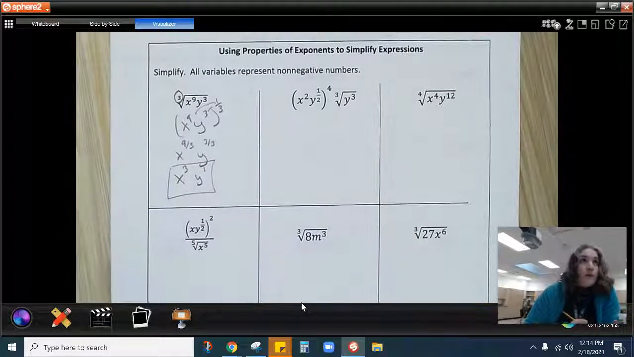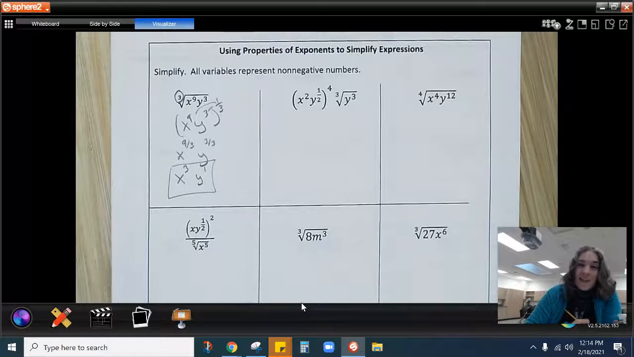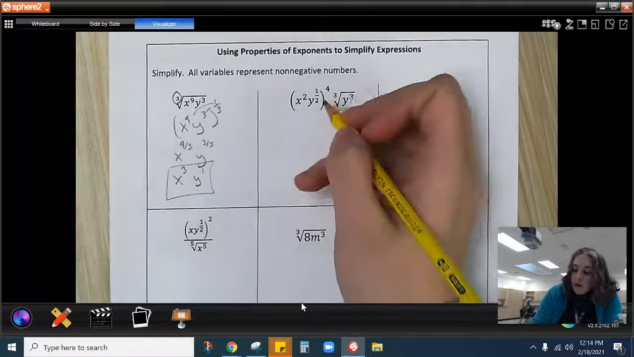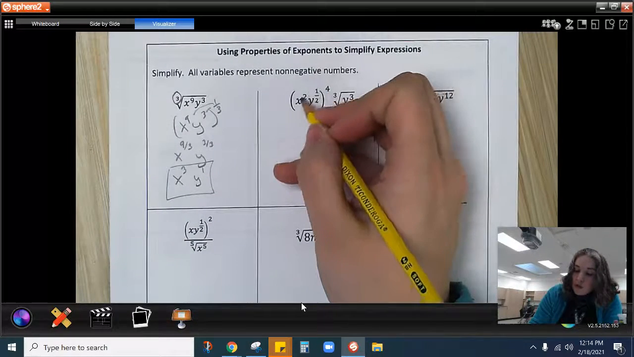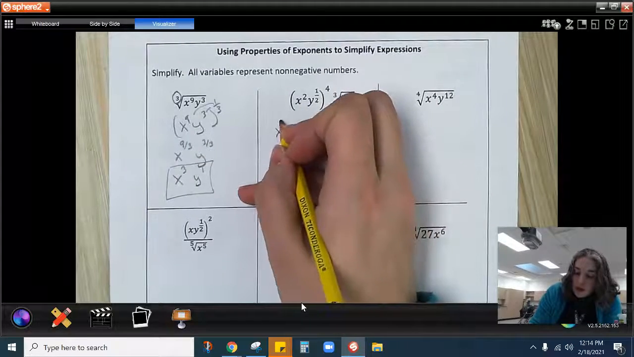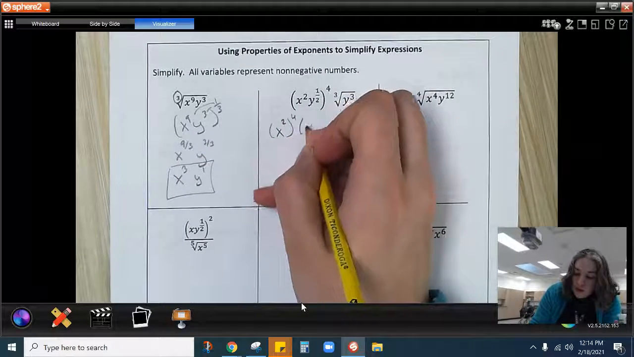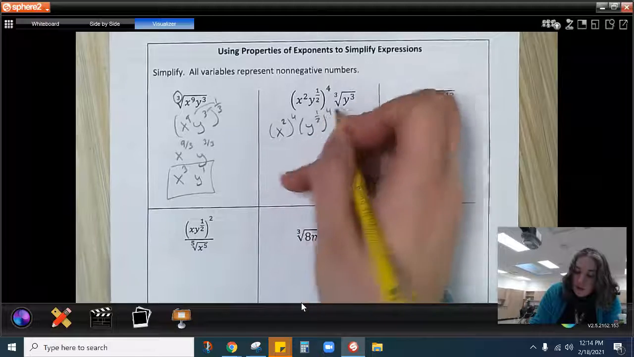All right, let's try it with this one now, with our x and our y. I think it takes a little while to get used to this because it's kind of weird. So first thing I want to do is use my power of a product rule. So I get x squared to the 4th, then y to the 1/2 to the 4th.